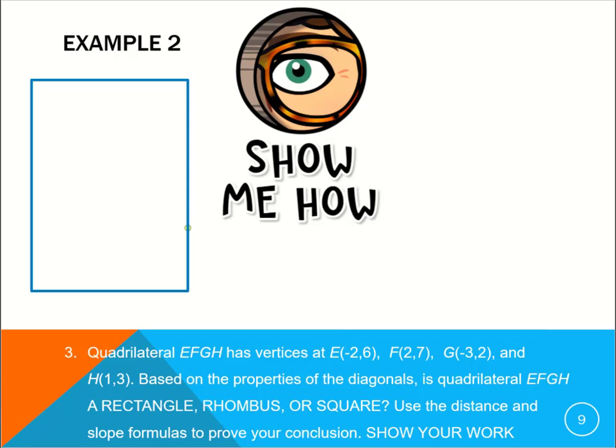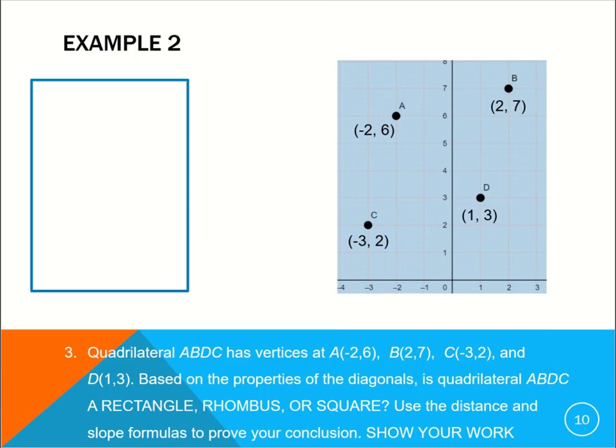Question number 3 has a quadrilateral EFGH with 4 vertices that are identified. I'm going to change that up a little bit, and my example is going to have 4 different vertices. I call my quadrilateral ABCD. So what I start doing is I go in and I sketch it. And it looks like it is a parallelogram, but I don't have that as a choice.